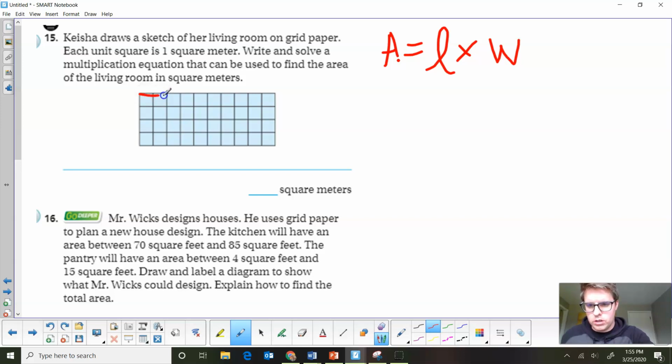is 1, 2, 3, 4, 5, 6, 7, 8, 9, 10 times the width. 1, 2, 3, 4.